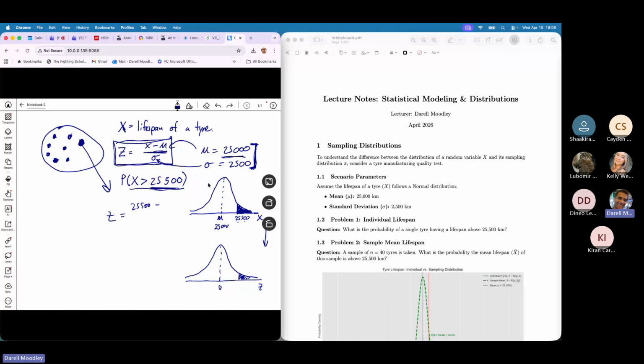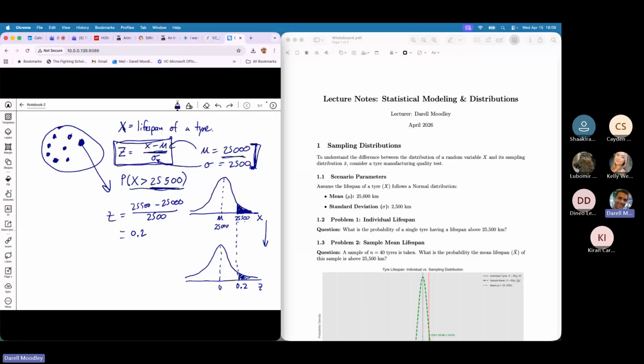I'm going to plug in mu, which is 25,000, and divide by sigma, which is 2,500. So these are the values I'm plugging in. If you work that out, you get 0.2. So that's the z value here. The equivalent z value is 0.2.